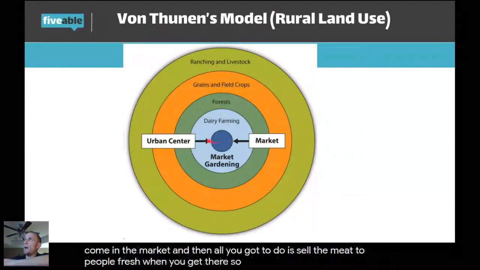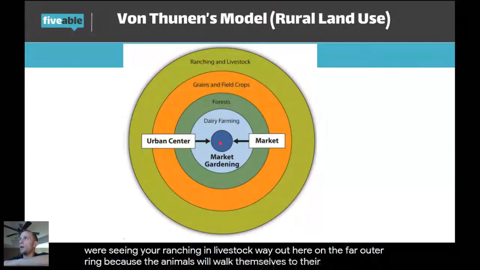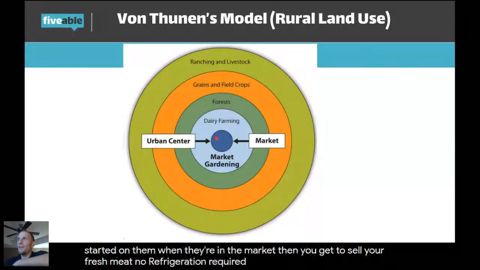So that's part of the reason why you would see your ranching and livestock way out here on the far outer ring, because the animals will walk themselves to their death. You slaughter them when they're in the market. Then you get to sell your fresh meat. No refrigeration required. All right, I know that's probably pretty gross, but that's the reason for it.